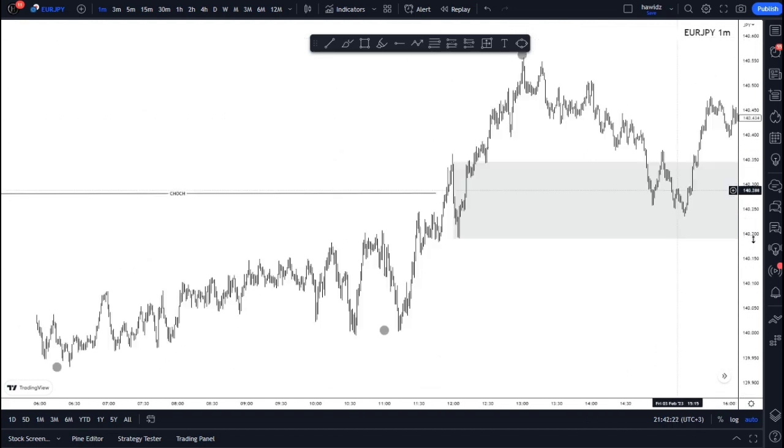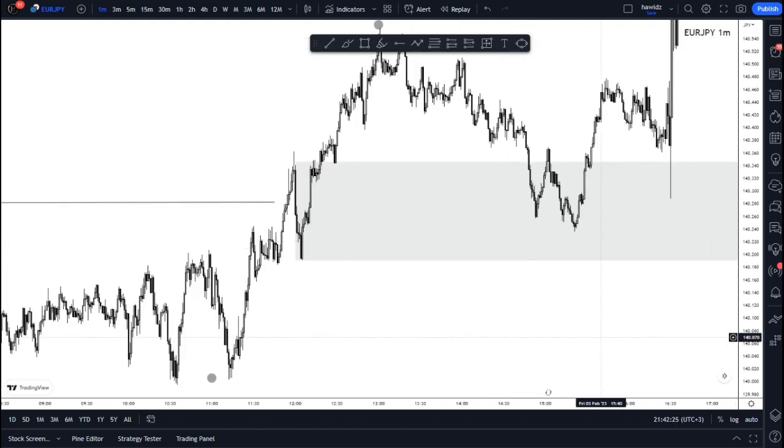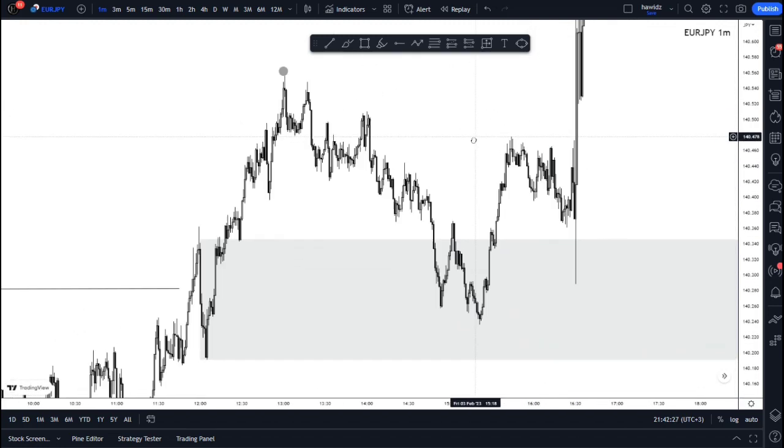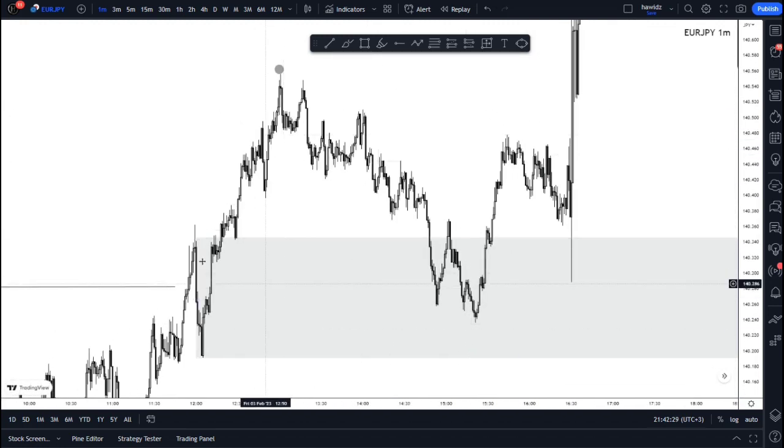Boom. So okay, let me make this large. Let's zoom in, and boom, right here. This is the last place that we regarded as our order block or the demand zone, the last place that smart money sold before they bought. So from this high now, price comes down and steps into our zone.